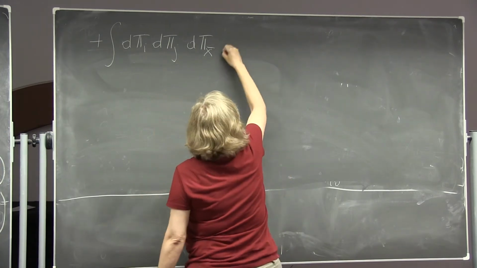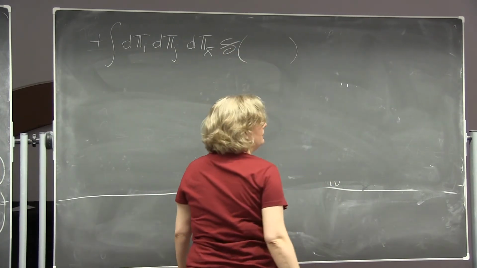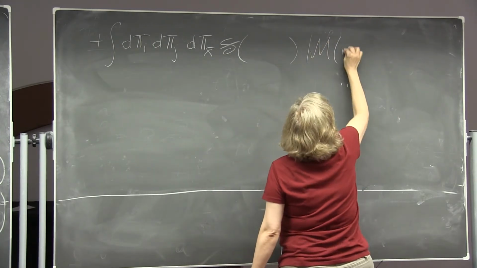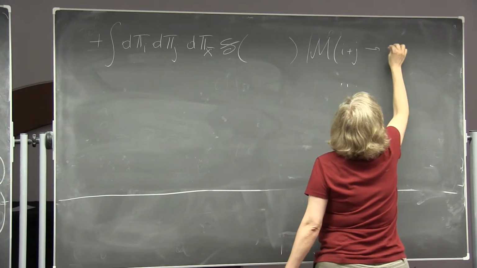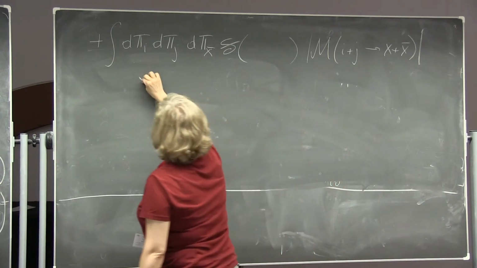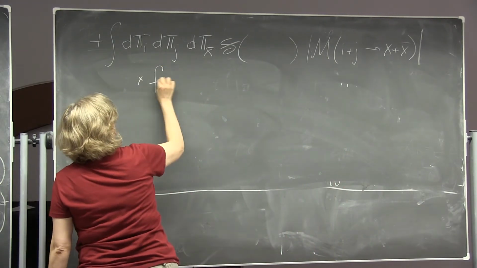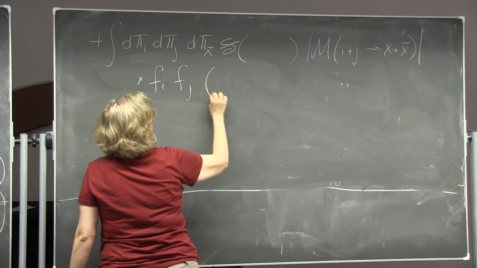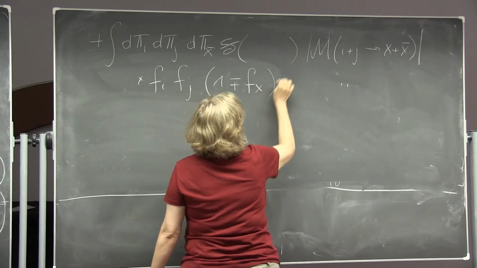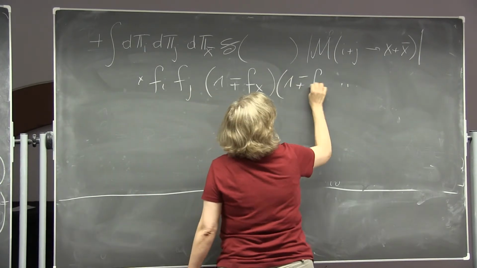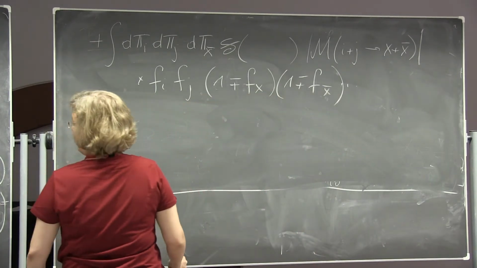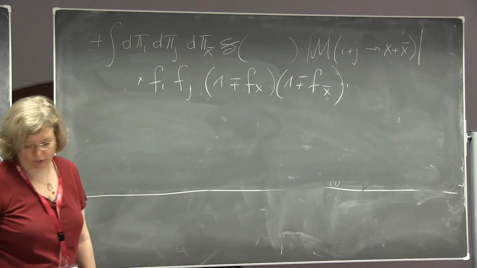And I have again the delta function, which will be more or less the same. And then I have again the matrix element, in this case for the inverse process, times the distribution function, in this case, of the initial state. So I have fi fj, and I would have the suppression or enhancement for the x and x bar particles. Okay? And this one is the collision integral with two terms.